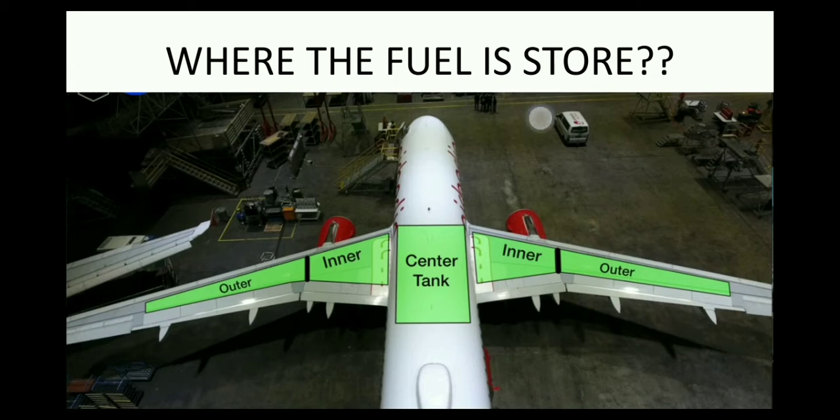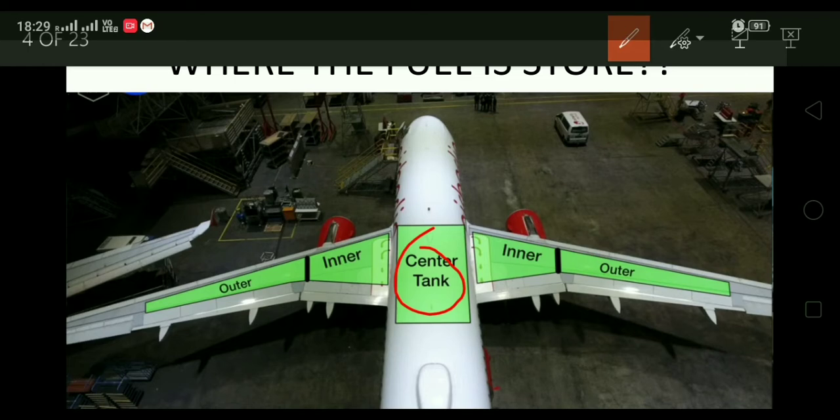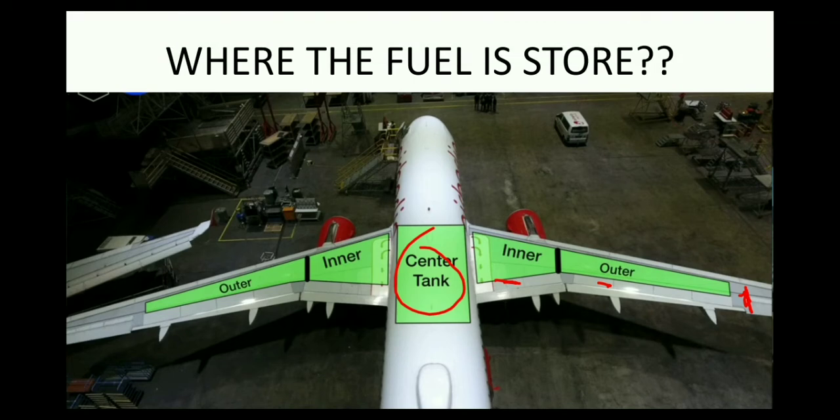Where is the fuel stored in the aircraft? The fuel is mainly stored in the central tank of the aircraft and in the wings, that is the inner wing and outer wing, and there is also one tank that is placed here, which is used in an emergency situation.